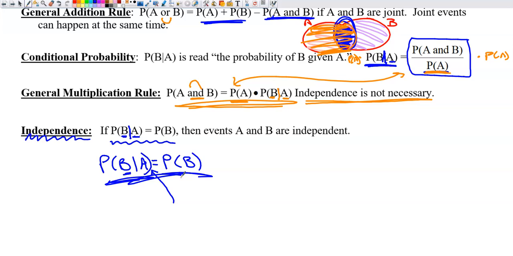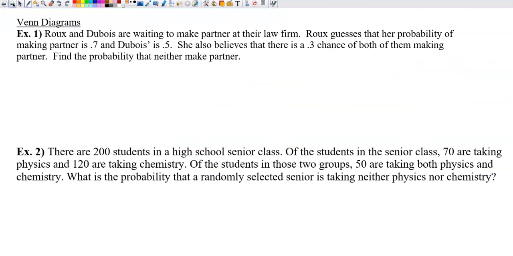Again, we'll play with it more. We're going to use all that stuff in the next few examples, but I kind of wanted to get it all out of the way first. And now let's grind. Okay, so we got Rue and Du Bois are waiting to make partner at their law firm.